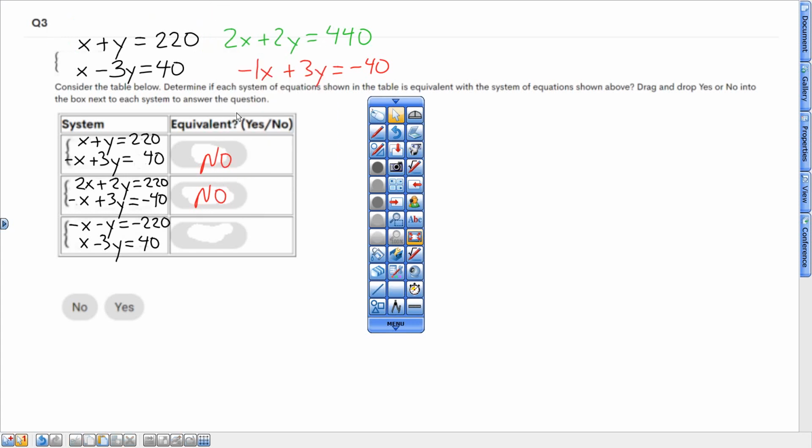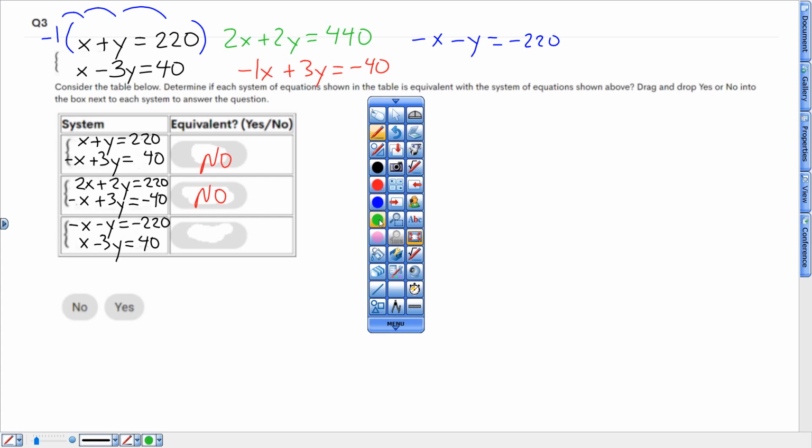What they're having you do, it looks like, is instead of timesing that top row by 2, they're taking that top row and doing the old -1 trick all the way through, which would give you negative x minus y equal negative 220. And again, even though that looks different, because I times everything by -1, it's still equivalent.